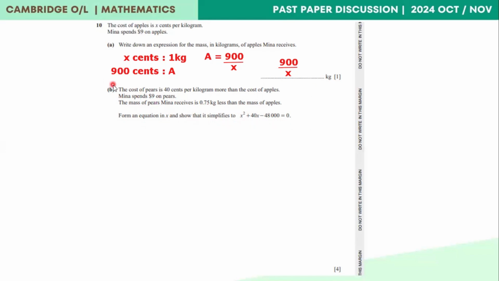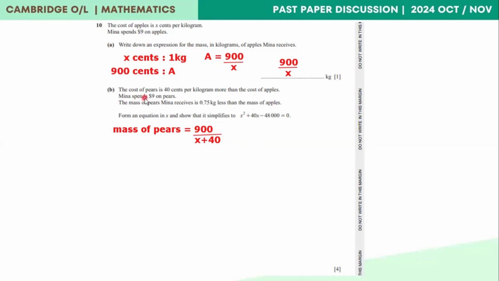So we are told the cost of pears is 40 cents per kilogram more than the cost of apples. So this would become x plus 40. And again, Meena spends another $9 on pears. So the expression for the mass of pears is again 900 over, this time, x plus 40. That is because the cost of pears is 40 cents per kilogram more than the cost of apples. So now we have two expressions.